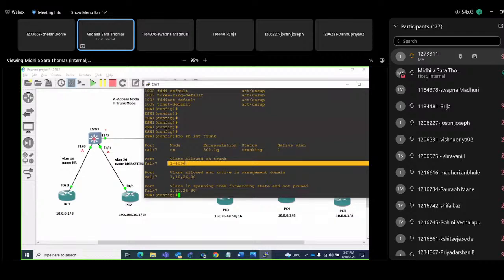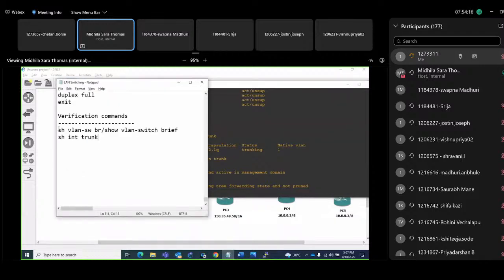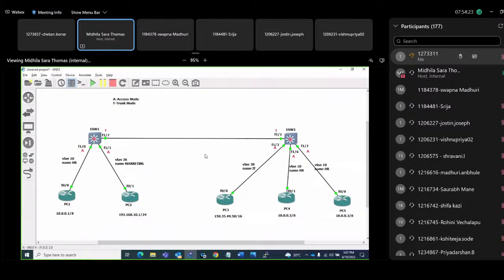All. But we have created only how many? One is already there, and 10, 26, 30 are the ones we have created. So now, did you understand this? Did you understand these two commands? Yes. So now comes the question.